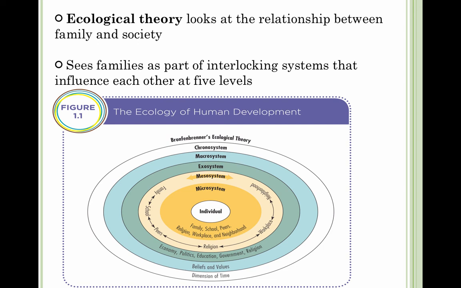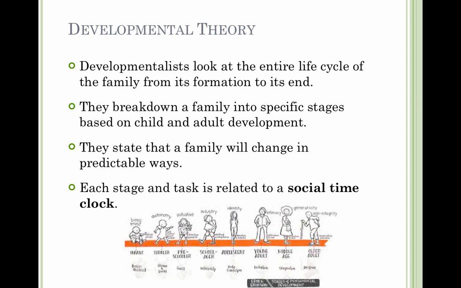The last theory we're going to look at, and again, we're just doing a brief overview, find these all in your textbook so you can refer back to them, and I hope you do, is developmental theory. Developmentalists look at the entire life cycle of a family, from its formation right through to the end. Developmental theory looks at things from the perspective of families having children, and so it breaks down into various stages based on the children and the adult development. And the developmental theorists say that families are going to change in predictable ways.